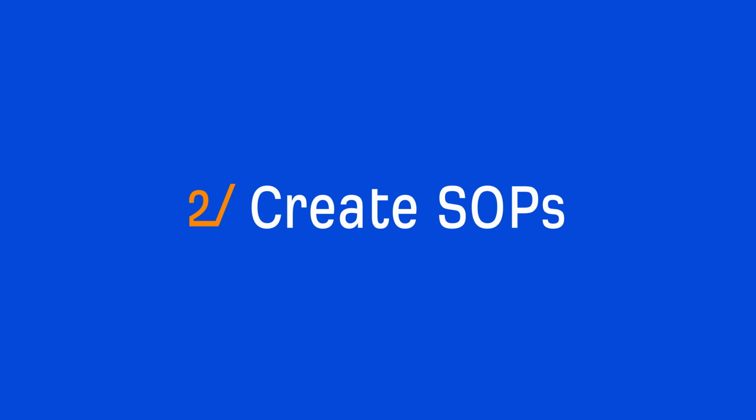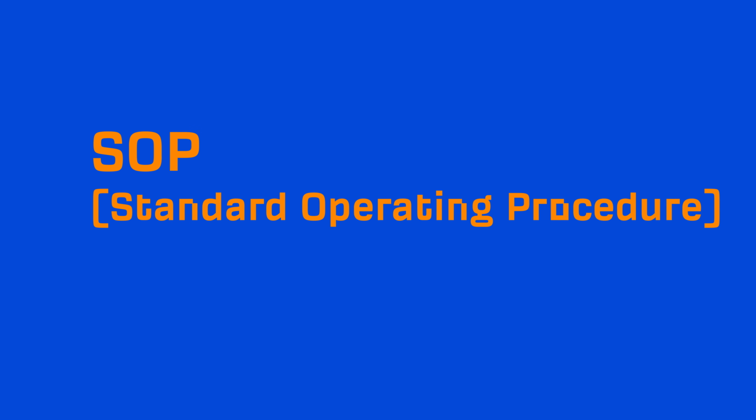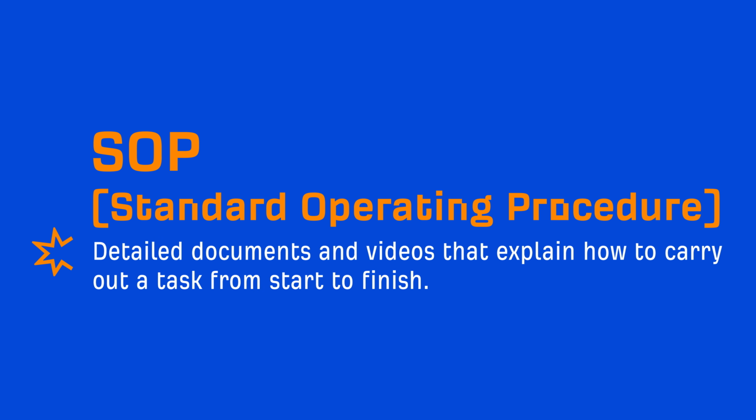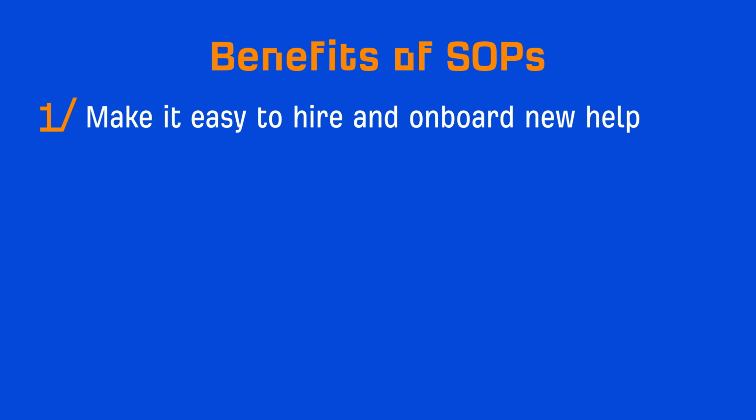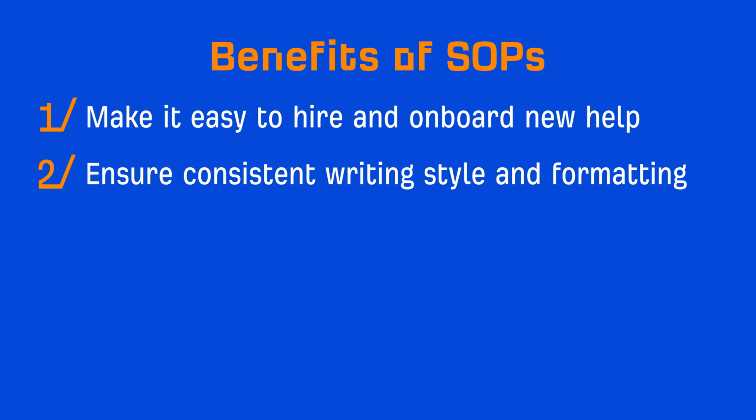Alright, the next step is to create SOPs. SOP stands for Standard Operating Procedure, and these are detailed documents and videos that explain how to carry out a task from start to finish. Now, SOPs are absolutely critical for 5 main reasons. Number 1, if someone quits or you let them go, SOPs make it super easy to hire and onboard new help. Number 2, they ensure that the writing style and formatting are consistent across your site.